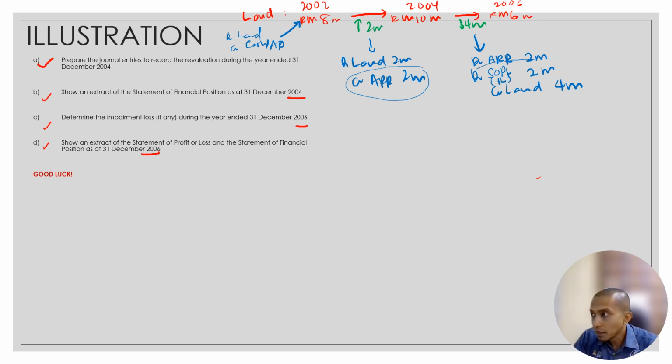This is the impairment loss that we record in this situation. Right, done. For this question, until 2006, it is done.